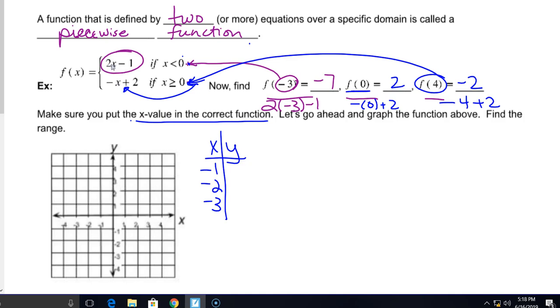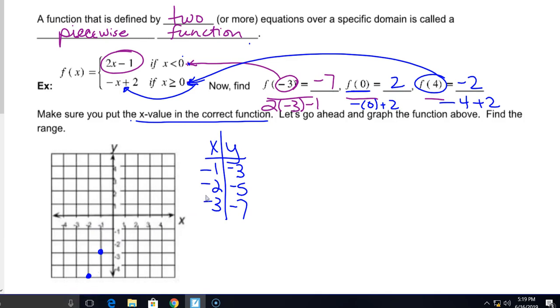2 times -1 is -2, minus 1 is -3. -2 times positive 2 is -4, minus 1 is -5. -3 times 2 is -6, minus 1 is -7. Okay, so if I graph that, -1, -3, -2, -5, and -3, -7 is off the chart.